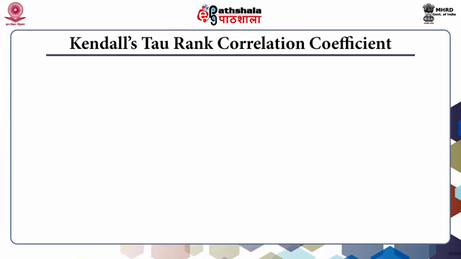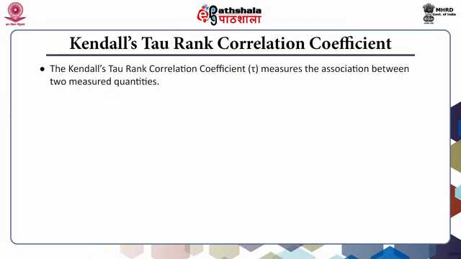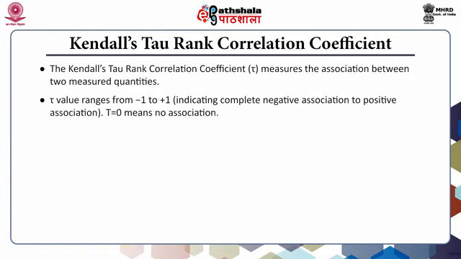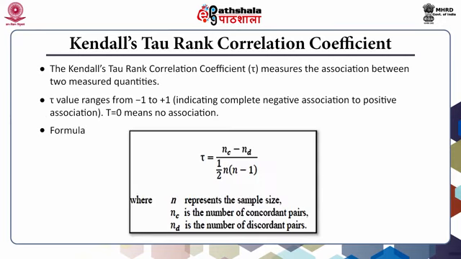Kendall's tau rank correlation coefficient. The Kendall's tau rank correlation coefficient, given by tau, measures the association between two measured quantities. Tau value ranges from -1 to +1, indicating complete negative association to positive association. Tau equal to 0 means no association. The formula is provided below.